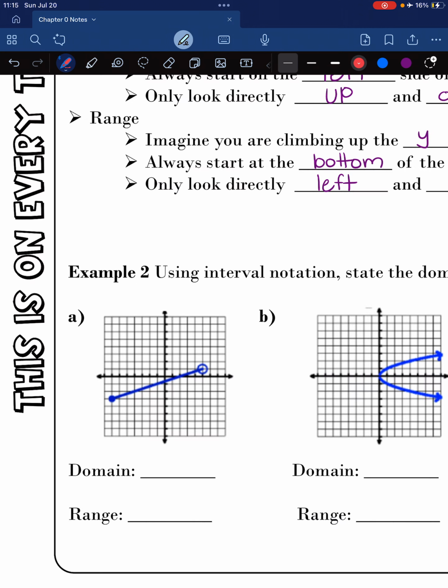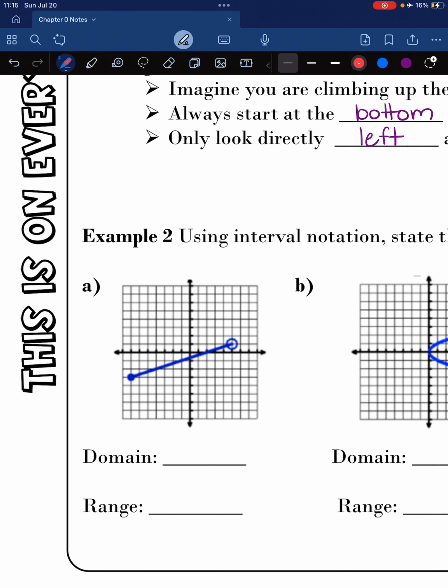hopefully you kind of have an understanding of what domain and range is. You can go ahead and pause the video, try example 2 on your own, and check your answers with me.